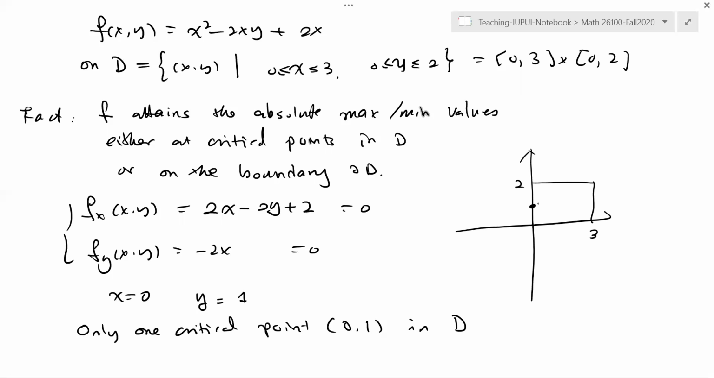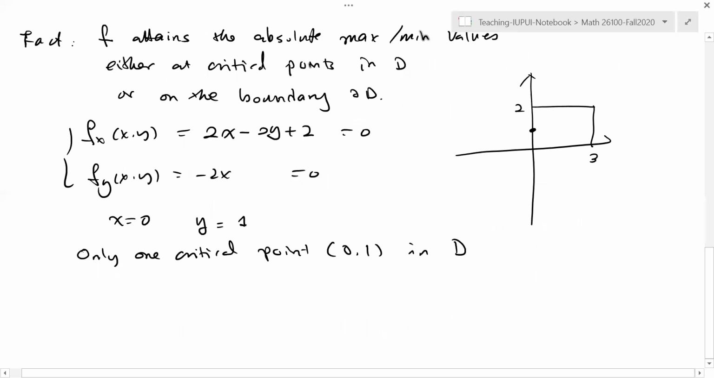The function must attain a maximum value on the boundary, because there's no critical point inside the domain. You do find the critical point, but it happens to be on the boundary. So now all I have to do is find the value along each side.